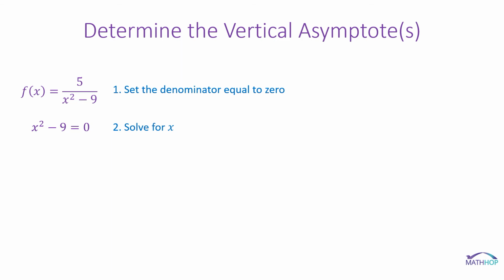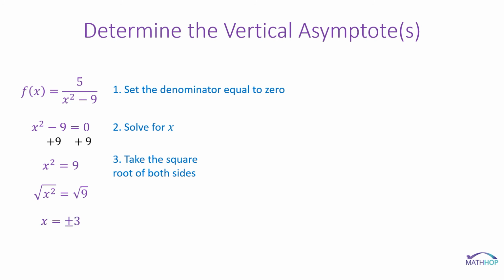So get rid of negative 9 by adding 9 to both sides. You get x squared equals 9. Remember, the opposite of squaring is to take the square root of both sides. Also remember, all positive numbers have two square roots. They have a positive and a negative. Of course, not 0, but 0 is not positive. So we get two vertical asymptotes for this function at x equals 3 and x equals negative 3.